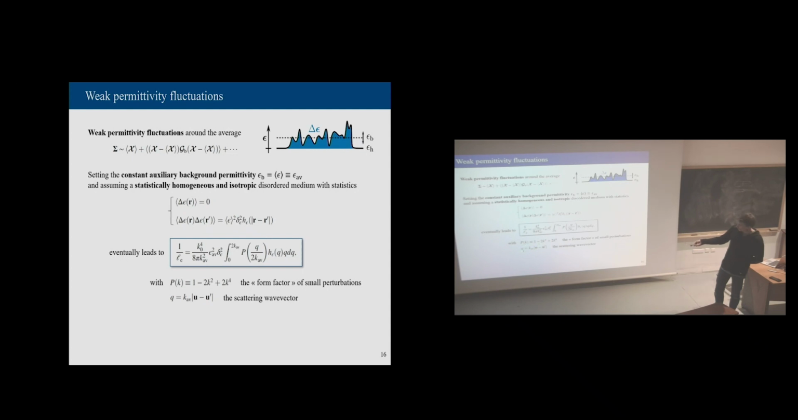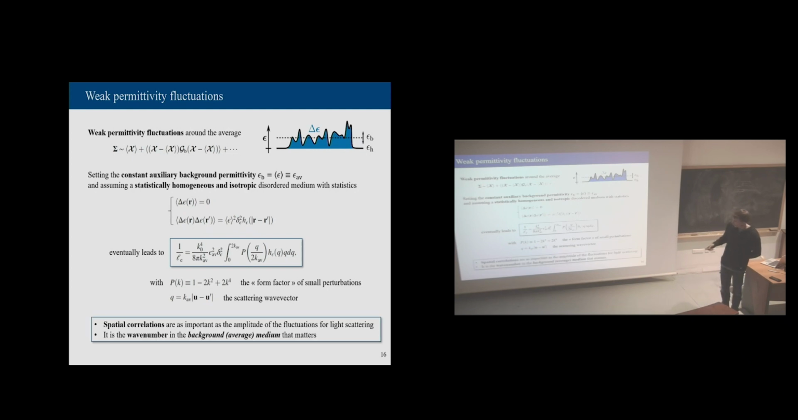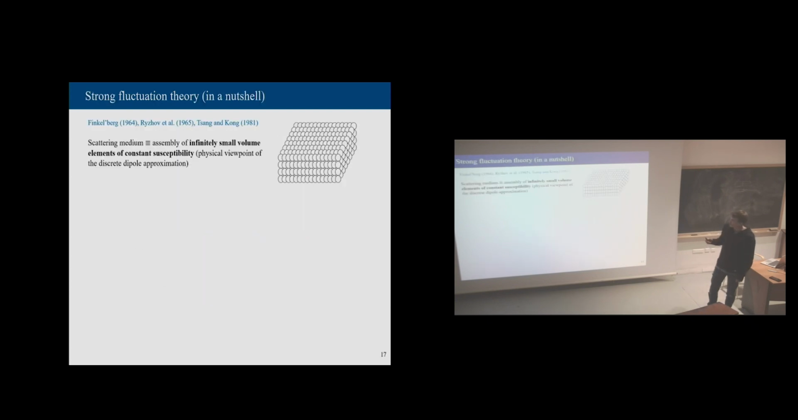Q is defined for the wave number in the average medium, that is defined by epsilon b there. So the integral there is between 0 and twice the average wave number, the wave number in the average medium. So in the end, that tells you already that spatial correlations are as important as the amplitude of the fluctuations for light scattering. And it is the wave number in the background or average medium that matters. That's the simplest model. Of course, here we assume that we have very weak permittivity fluctuations.